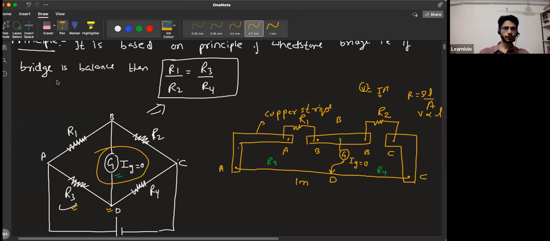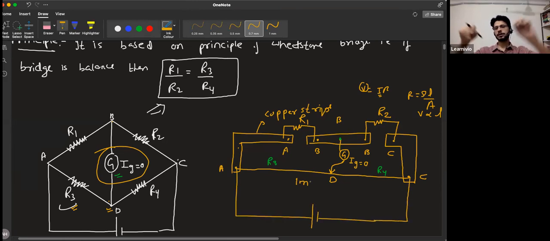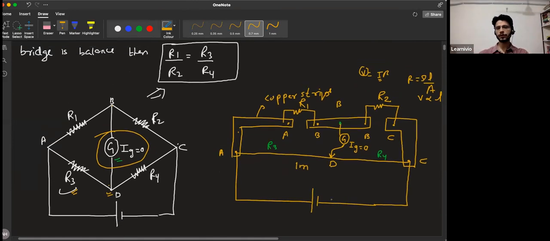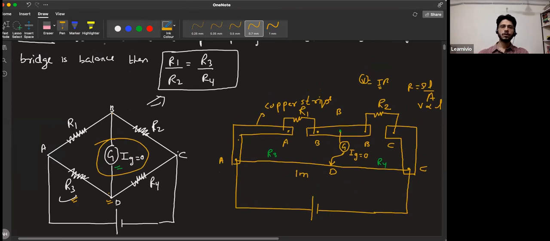Hold on. So now we have our point. Then we connect a cell between A and C. See, the cell is between points A and C. The length of the whole wire is 1 meter, so you can say that the length of the whole wire is 100 centimeters.